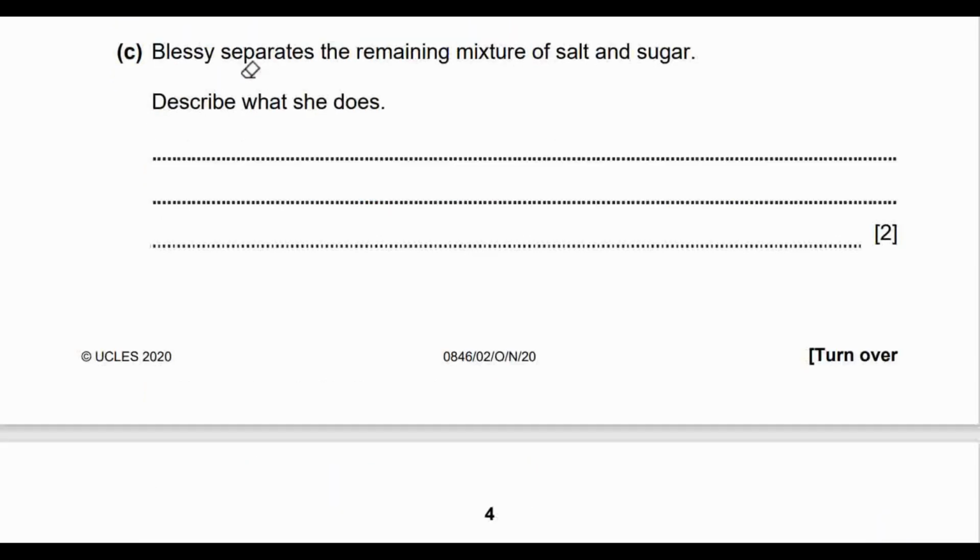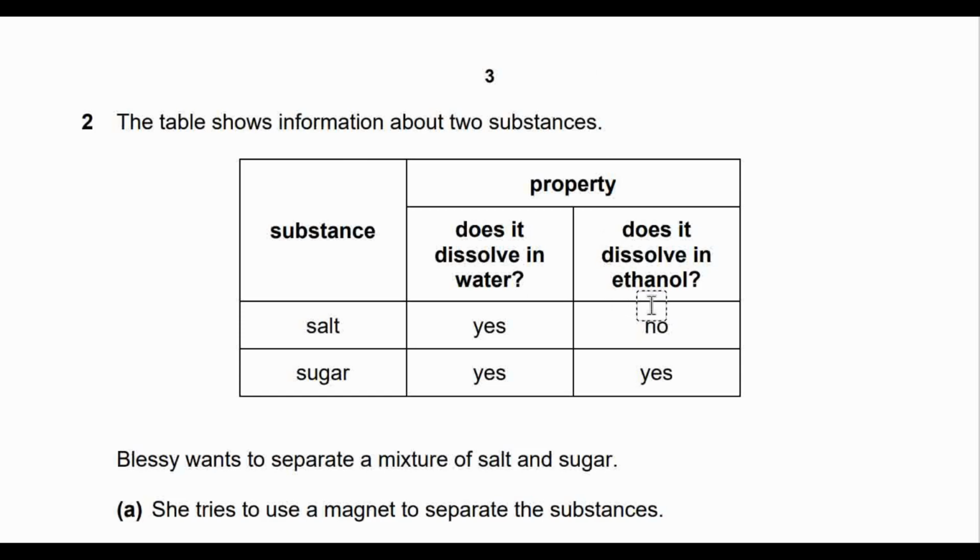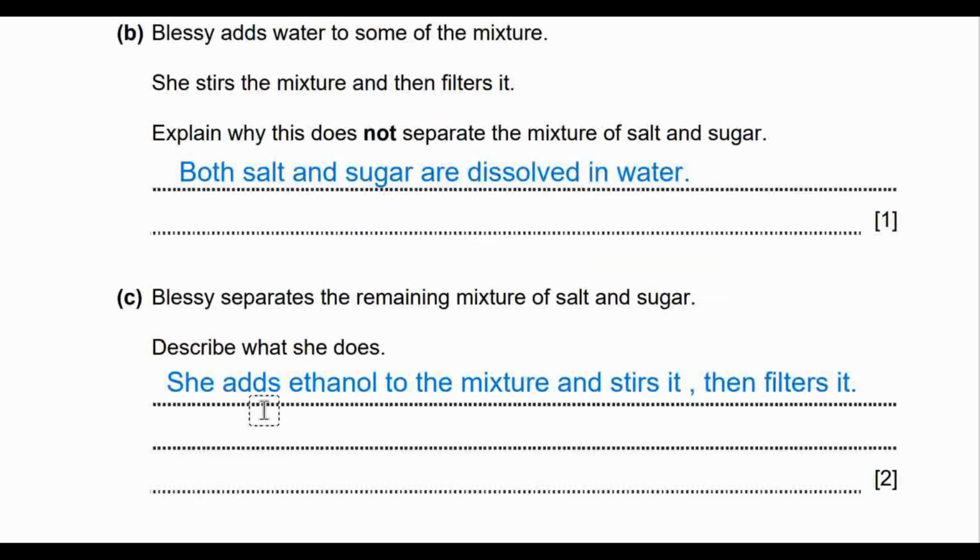Question C. Blasi separates the remaining mixture of salt and sugar. Describe what she does. From the table we see that salt does not dissolve in ethanol while sugar dissolves in ethanol. So we can use ethanol. So we can answer: she adds ethanol to the mixture and stirs it, then filters it with filter paper.